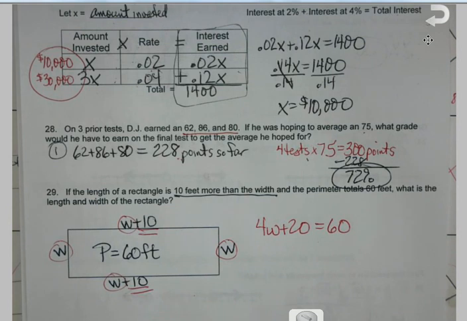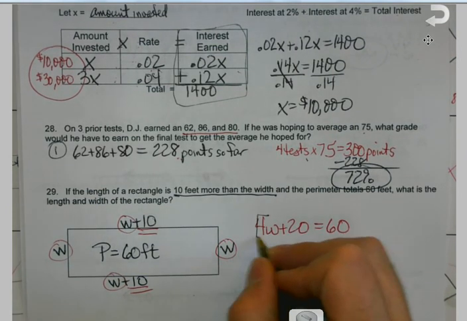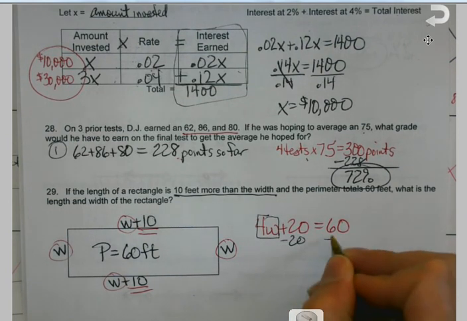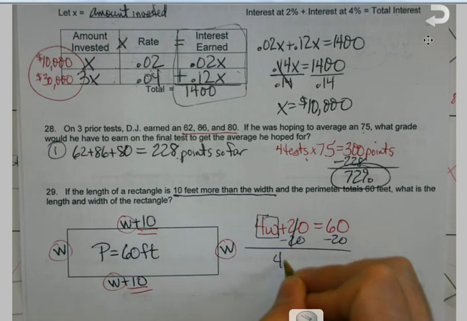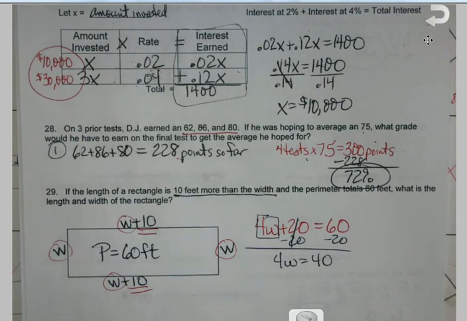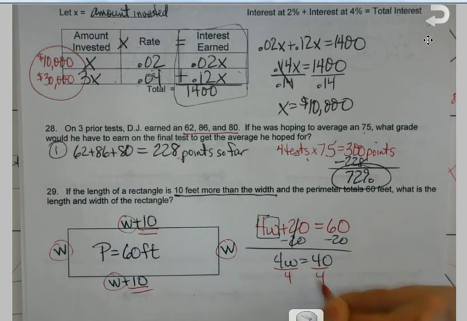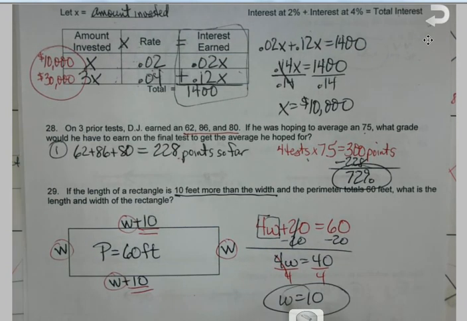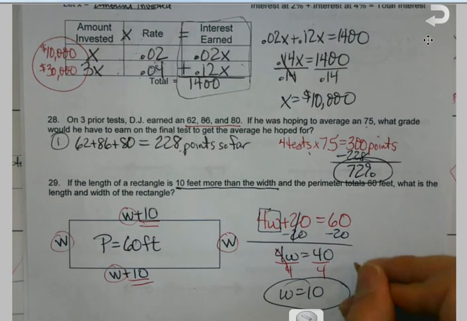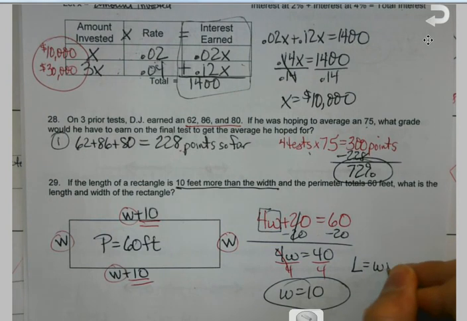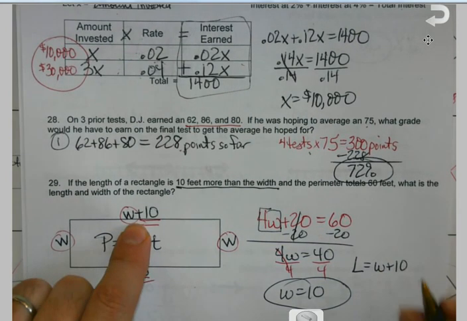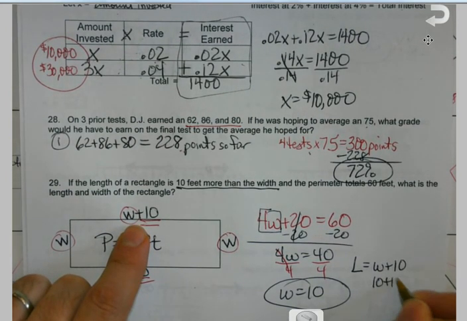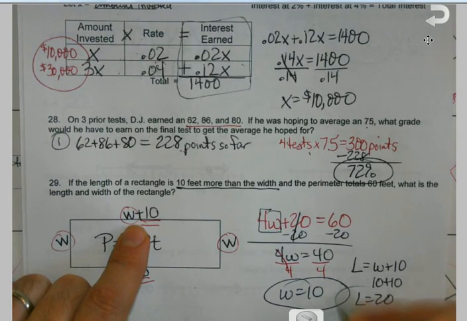So I just took the story problem and turned it into an equation. Yep. I'm going to go ahead, subtract that out, and divide by 4. But be careful. What's the final question asking? What's the length and the width? Well, I know what my width is. It's 10. The length is going to be W plus 10. Well, we know what W is. It's 10. So my length is 20.